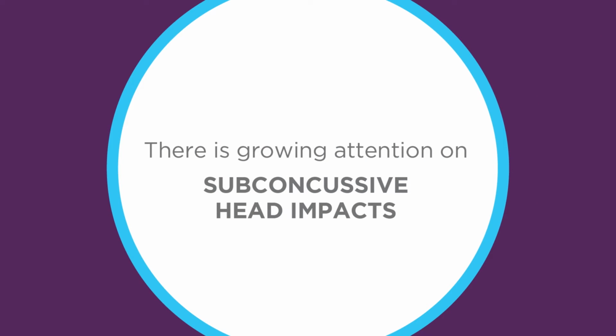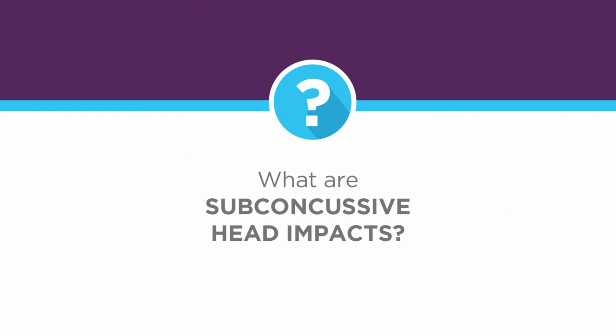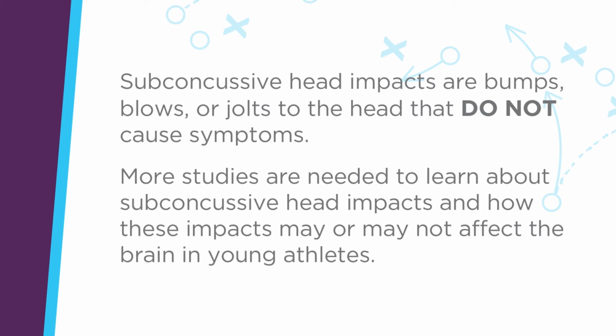In addition to concussion, there has been growing attention on subconcussive head impacts in sports. This has led to increased concern among parents and others. So what are subconcussive head impacts? Subconcussive head impacts are bumps, blows, or jolts to the head. Unlike concussions, which cause symptoms, subconcussive head impacts do not cause symptoms. A collision while playing sports is one way a person can get a subconcussive head impact.